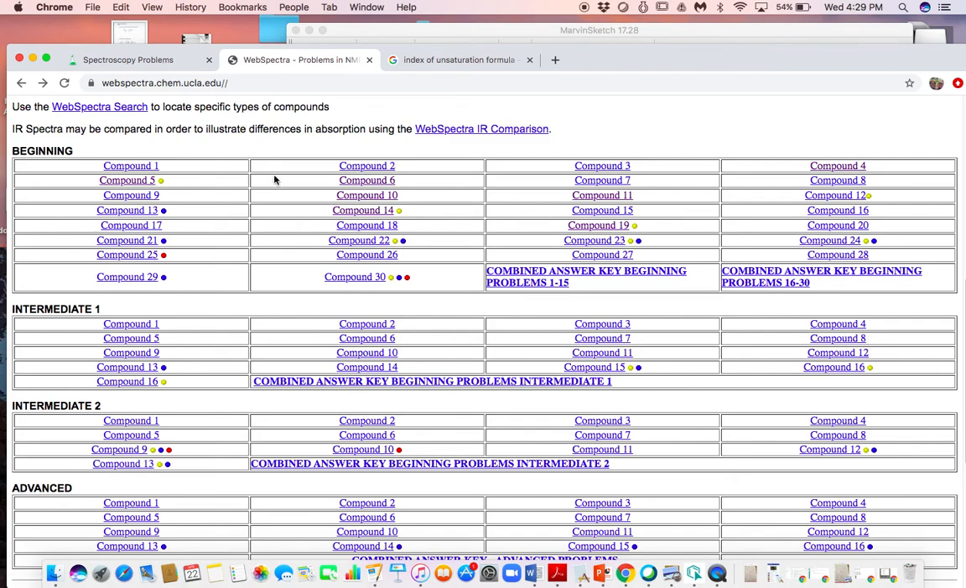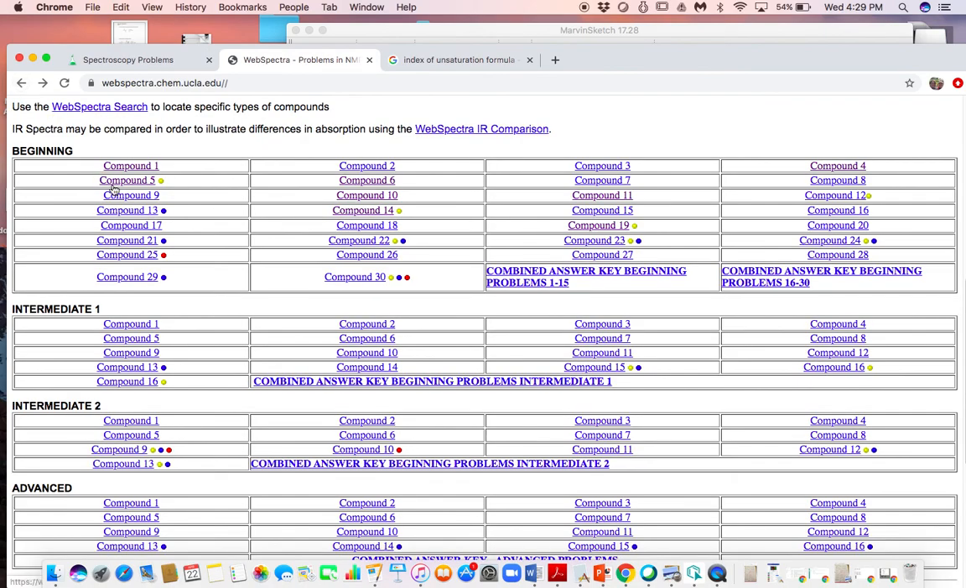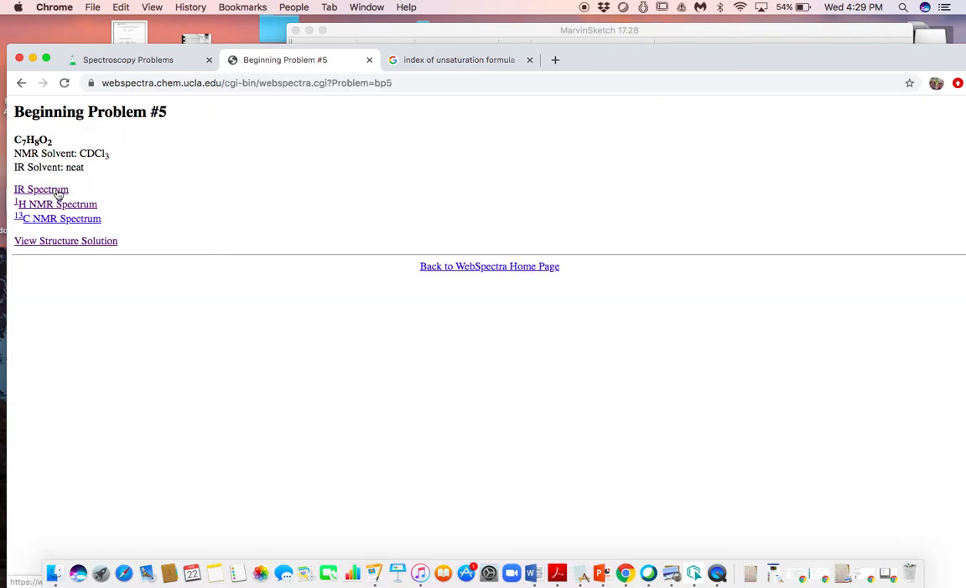Some of these have different things, like, if you look at this one, for example, it has the formula, the proton NMR, and the carbon-13 NMR, which is nice, but it doesn't have the IR. And that's fine. You can still solve them. Some of them, the ones with yellow dots, do have the IR. So use anything at your disposal with these.